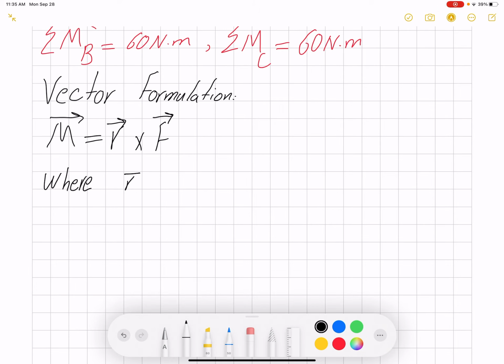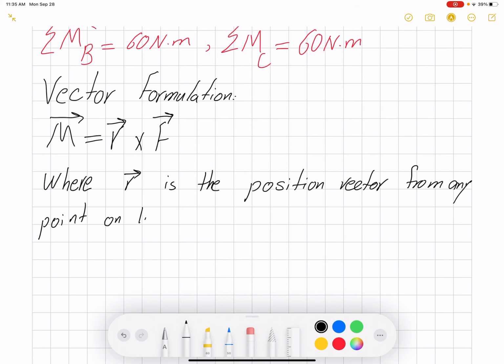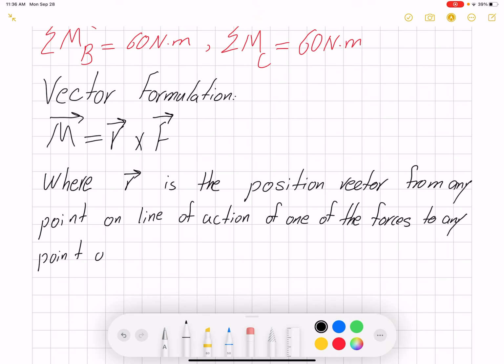So R is the position vector from any point on the line of action of one of the forces to any point on the line of action of the other force.